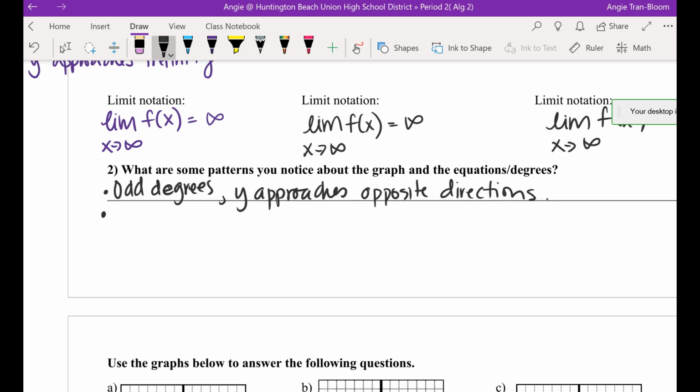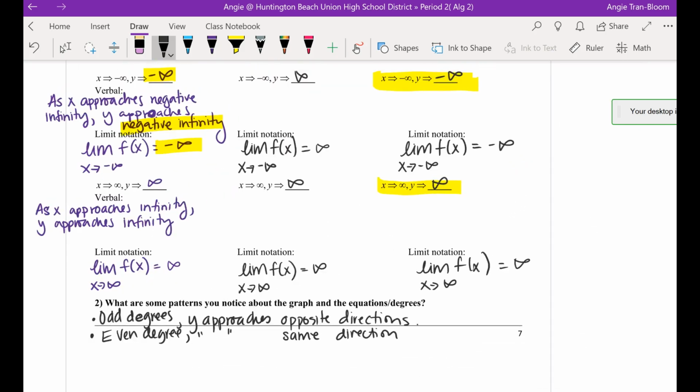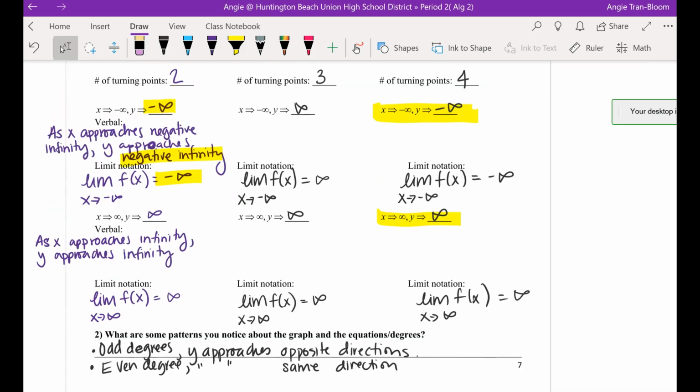How about when we have an even degree? Same direction. Thank you. Okay, y approaches the same direction. They can both go down, they can both go up, but they have to be the same. What other pattern do you see based on all 6 of these graphs?